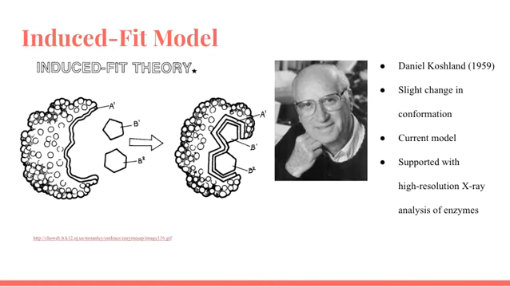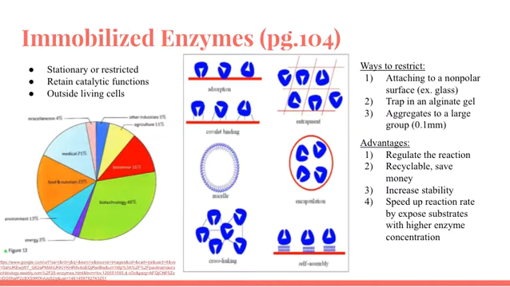The Induced-Fit model was suggested by Daniel Koshland in 1959 in the US. Unlike the rigid enzyme model, the Induced-Fit model suggests that the substrate will alter the shape of the enzyme slightly after their binding, so the enzyme is partially flexible. Only the substrate with the complementary conformation in a sequence that matches with the active site of the enzyme will fit and react. And this model is supported with high resolution X-ray analysis of enzymes and other developed techniques.